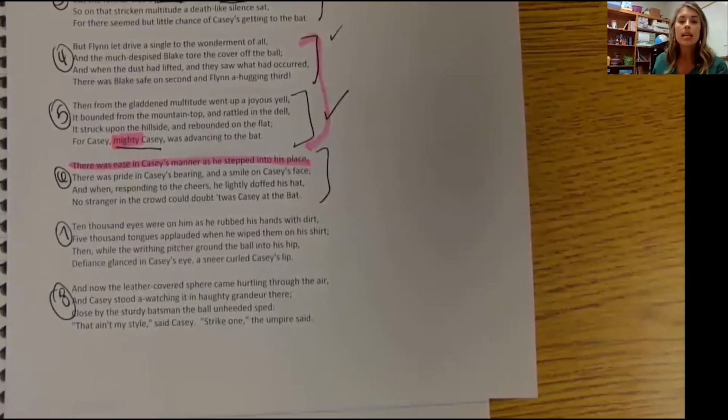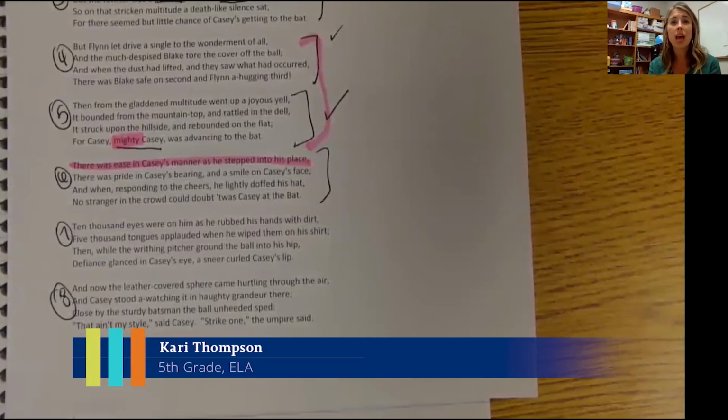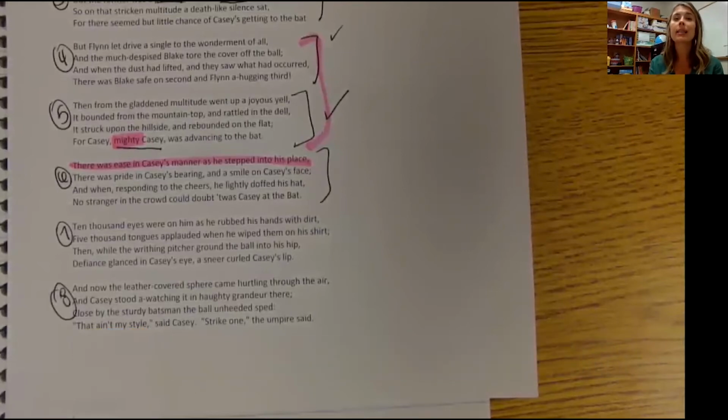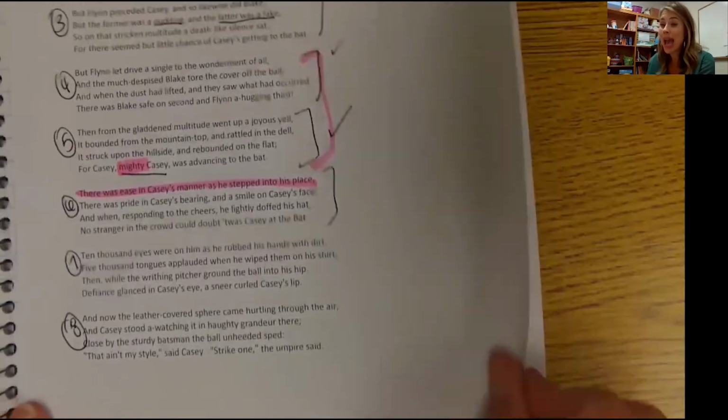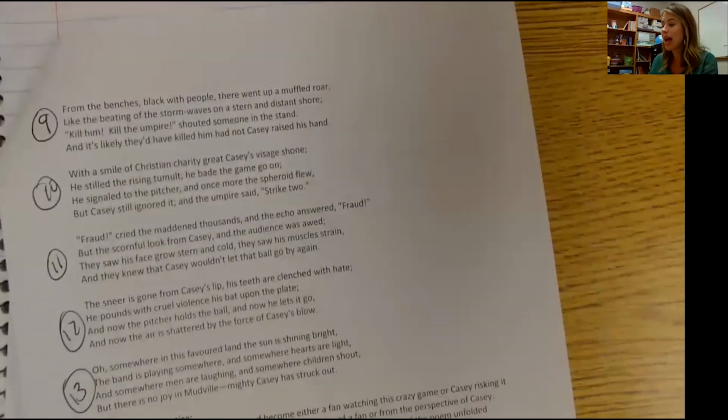Now, some interesting things happen in these two stanzas. Can you name them? Let's see if you're right. One, Casey let the first strike go without swinging. That doesn't seem like a very good idea. And two, the fans get really angry at the umpire, so much that they yell, kill him. The poem even goes on to say it's likely they'd have killed him if he hadn't raised his hand. I'm going to go ahead and highlight that.